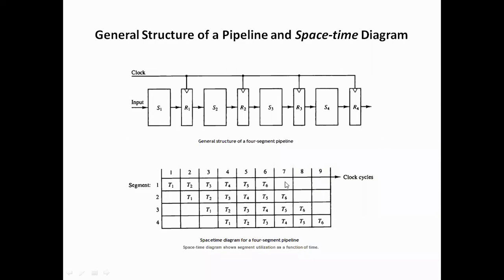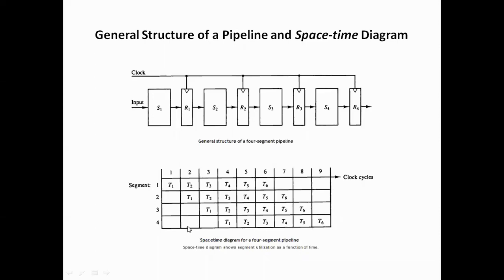So there will be nothing in segment 1, but in segment 2 there will be T6. In segment 3, T5 will be there. In segment 4, T4 will be there, and so on. Finally, we will see that T6 will come to segment 4. When T6 reaches segment 4, it will produce certain output, and all is done. All T1 to T6 tasks have been done, so we don't need to go to another clock cycle.